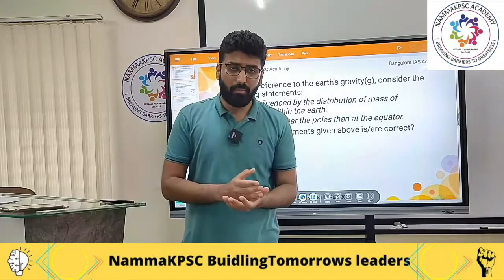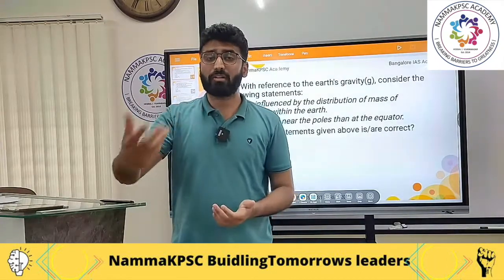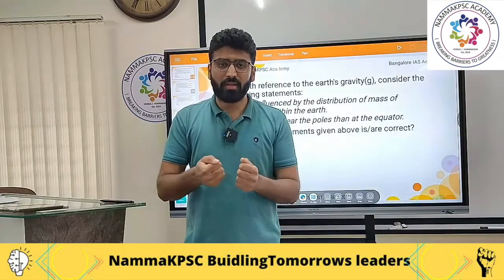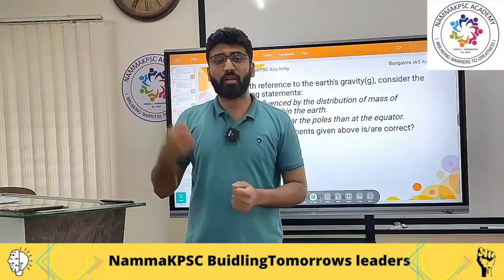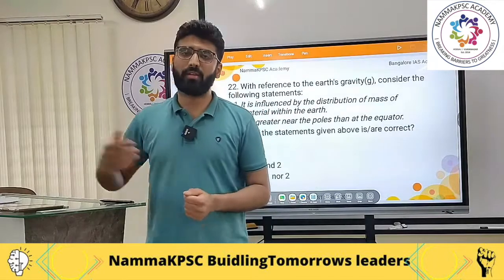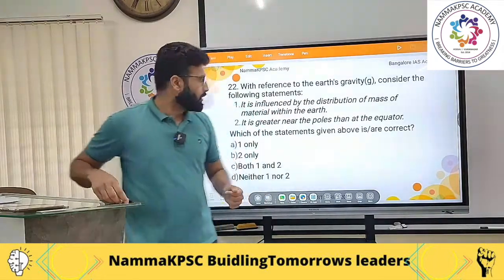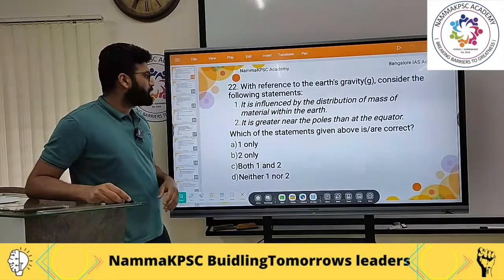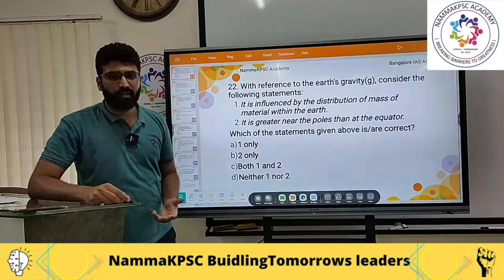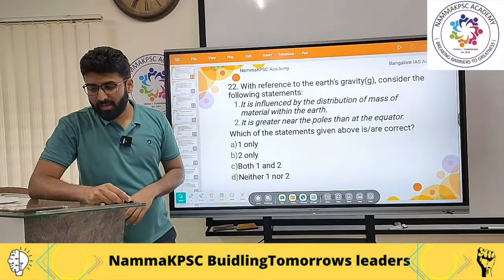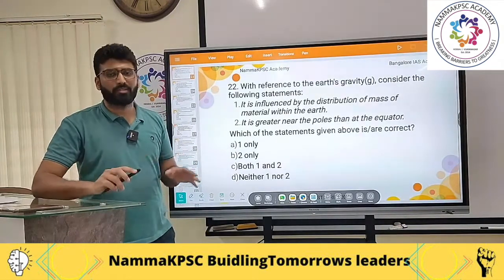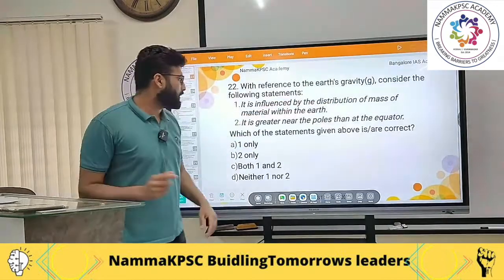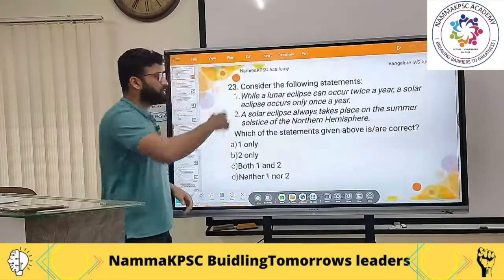At the same time, gravitational pull is inversely proportional to distance. The Earth feels a greater gravitational pull of the Sun when compared to Pluto, because Pluto is very, very far away. So Earth's gravity is influenced by the distribution of mass material within the Earth. Yes, obviously, the distribution of material throughout the Earth is not the same. Therefore, the distribution of mass material does influence the gravity of Earth.